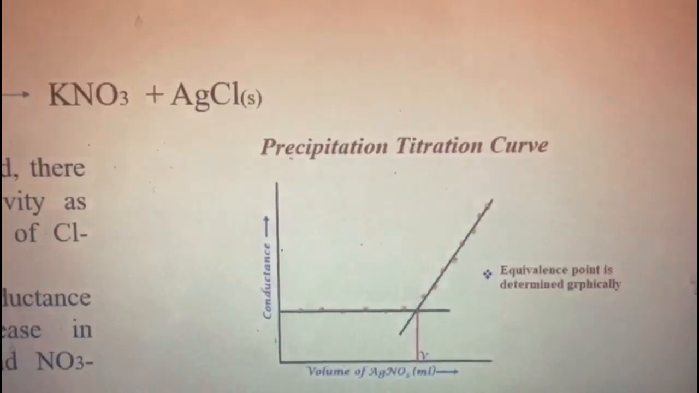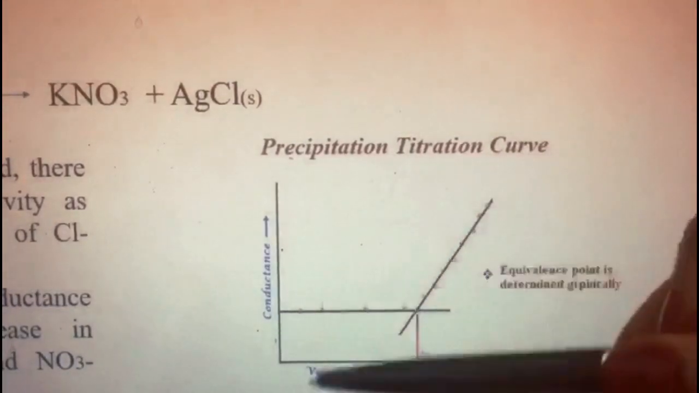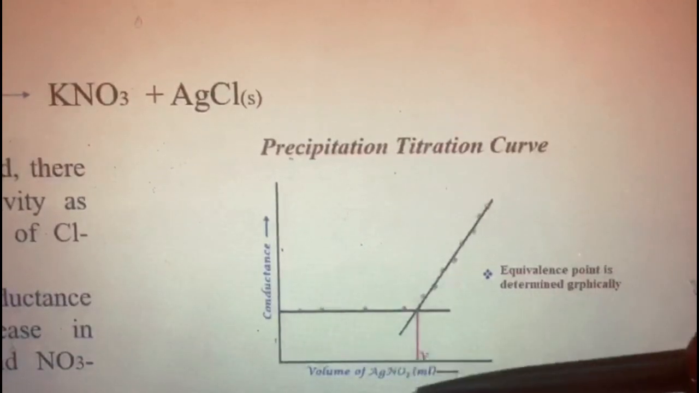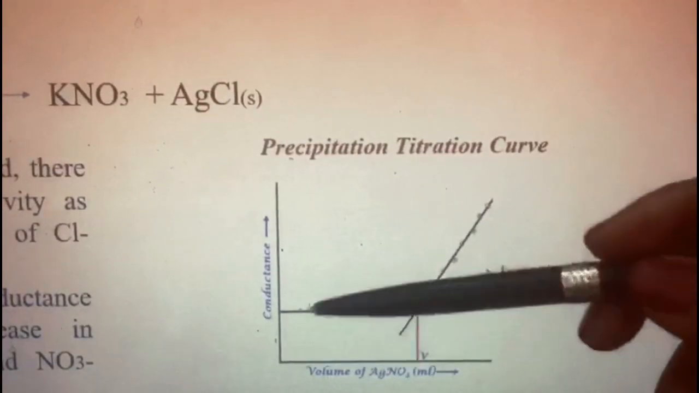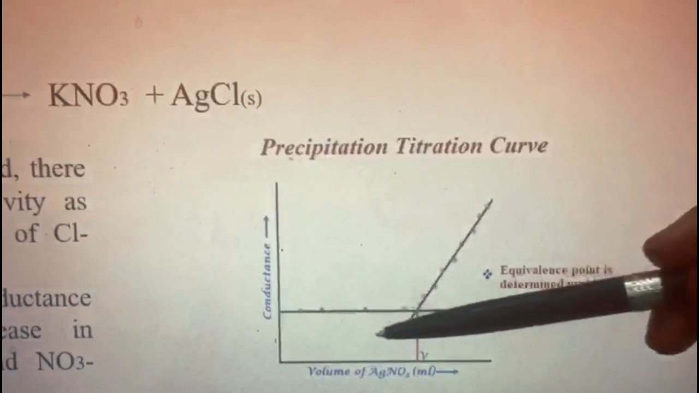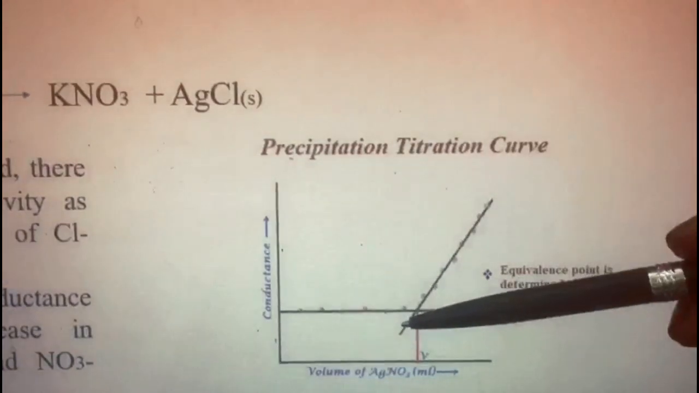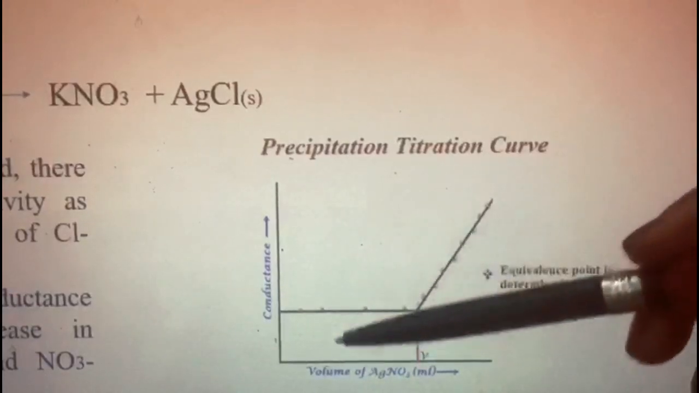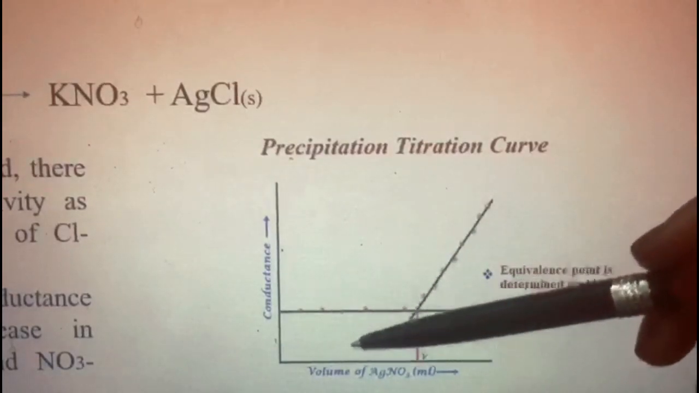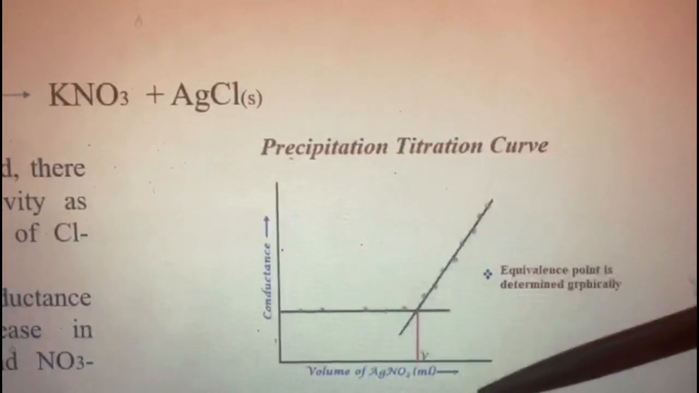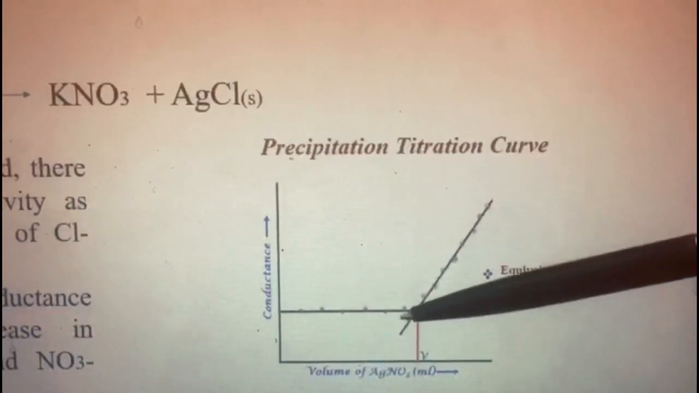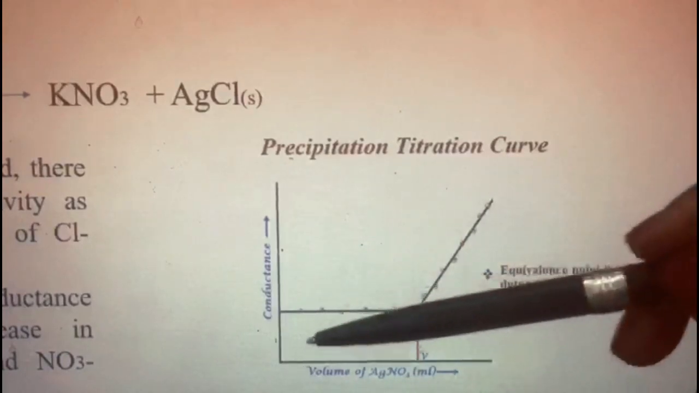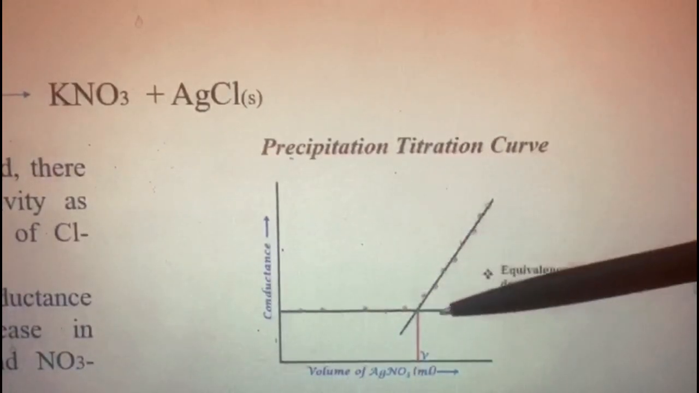Titration curve for the precipitation reaction. Here conductance, and here the volume of silver nitrate added, because silver nitrate we are taking in the burette. So when you add silver nitrate, there is no change in the conductivity till the endpoint, because there is only replacement of chloride ion from potassium chloride with the NO3 minus of silver nitrate. So Cl minus and NO3 minus have almost the same conductance. Therefore, the conductivity is not increased, it is the same. There is no change in the conductance.